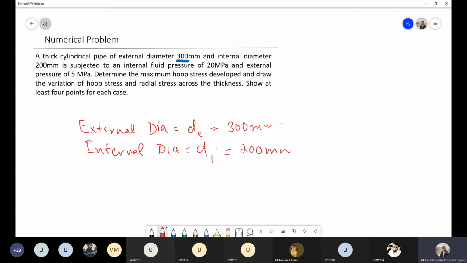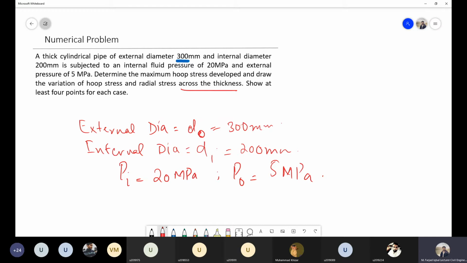So in this question also we have been provided with both the internal fluid pressure as well as the external fluid pressure. The internal pressure Pi is given as 20 megapascal and the external or outer pressure, let's call this Po, is given as 5 megapascal. We have to figure out the maximum hoop stress developed, and also plot the variation of hoop stress across the thickness.